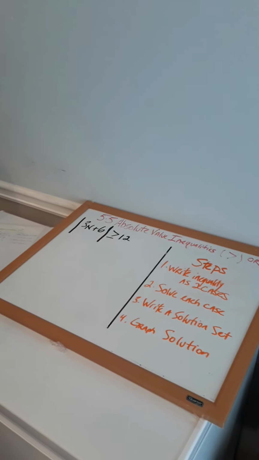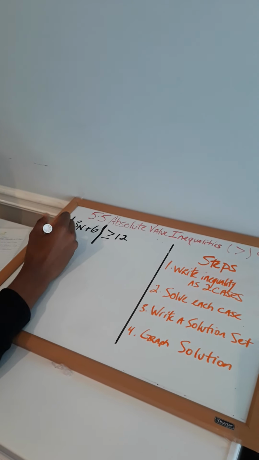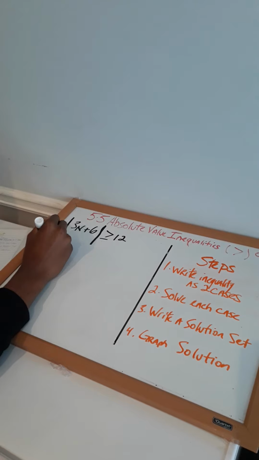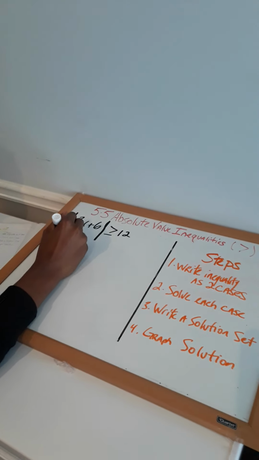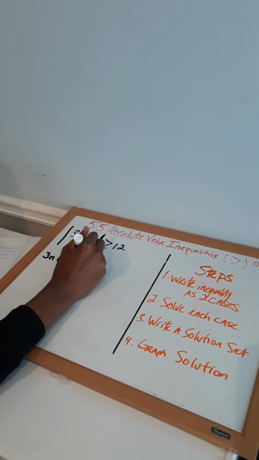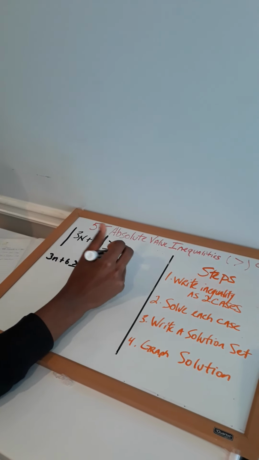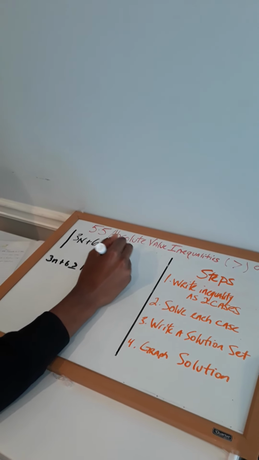Let's get started off by writing the inequality as two cases. So what I'm doing is I'm writing 3n plus 6 is greater than or equal to 12. Okay? Now, I'm going to go ahead and write down my second case right now.